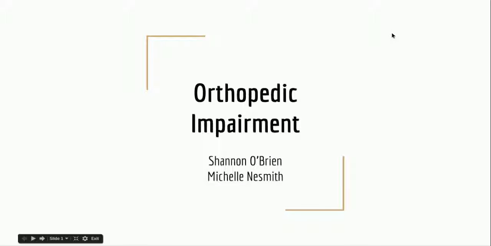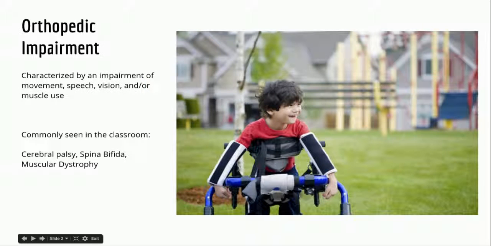So the topic that Michelle Nesmith and I tackled was orthopedic impairment. Orthopedic impairment is characterized by an impairment of movement, speech, vision, and/or muscle use. Commonly seen in the classroom are cerebral palsy, spina bifida, and muscular dystrophy.